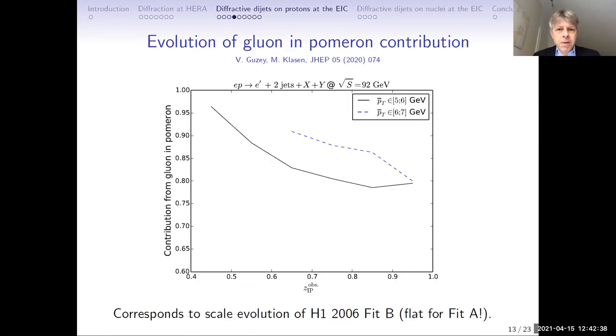Next slide, please. So when we want to study the Pomeron PDFs, we are interested in the evolution and in the x-Pomeron or z-Pomeron dependence, the momentum fraction dependence. Here we looked at the evolution in two different pT bins or scales. You can see that from the full black curve, which has about 80% gluon contribution in the Pomeron at the lower pT bin, the gluon contribution goes up to 90% for the higher pT bin. This is because we used H1 fit B. In fit A, if you look at the H1 paper, you can see that the evolution in scale is pretty flat. So that is something that could be studied at the EIC.